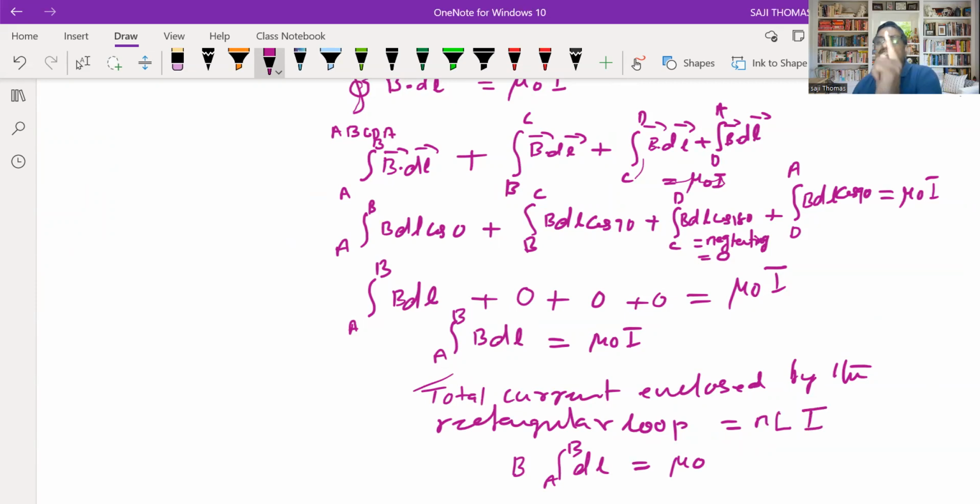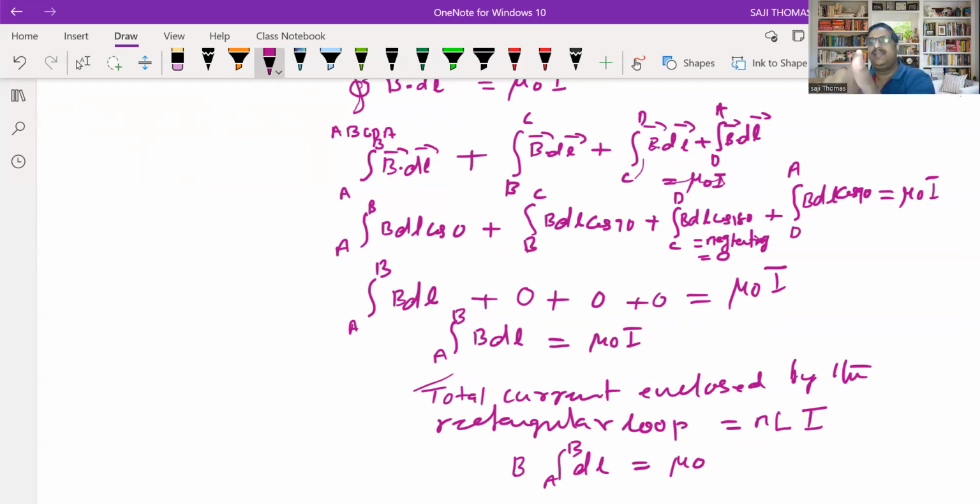Current through one turn is I. Current through nL turns is nLI, because n is the number of turns per unit length. You see how many dots are there in that rectangular loop? n into L. Each dot means one current; each turn gives one I current.